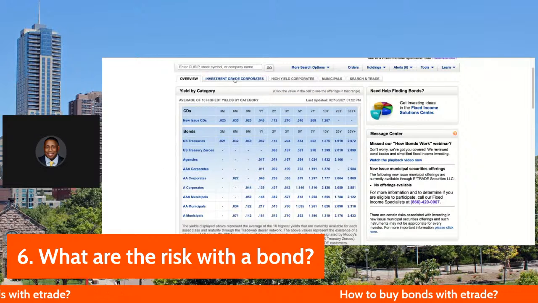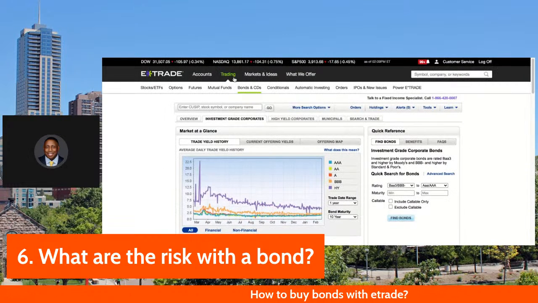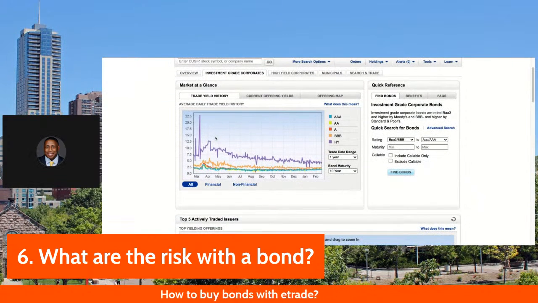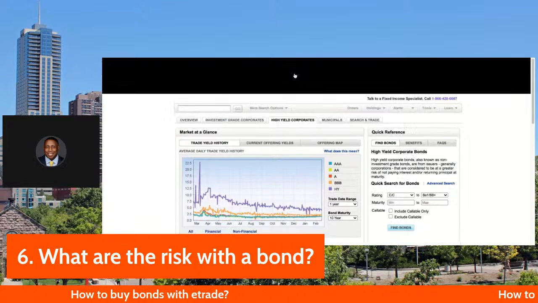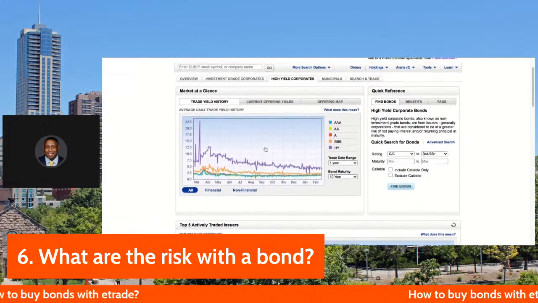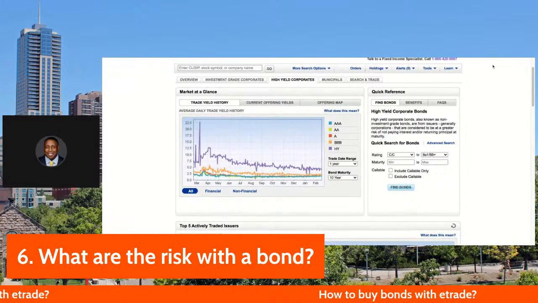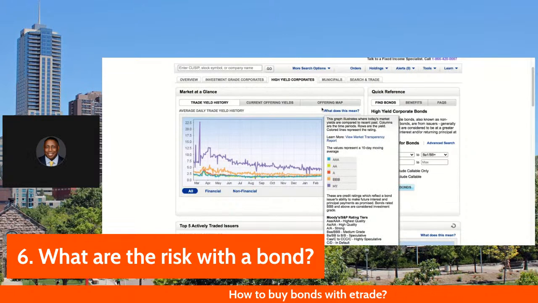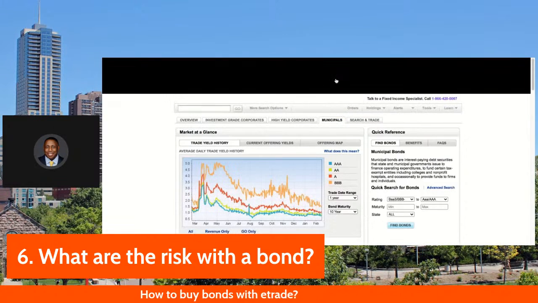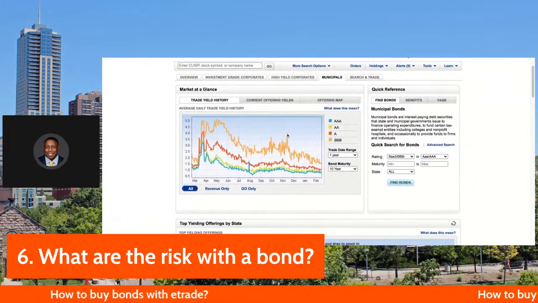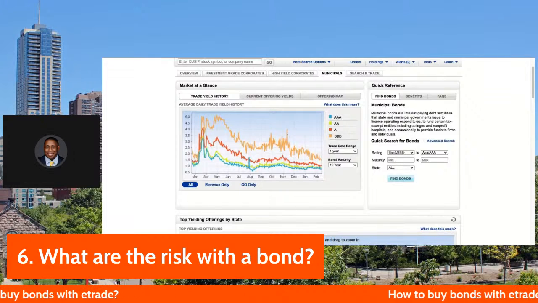So investment grade are the companies with the highest credit scores, right? High yield corporations, these are companies that have a lower credit score, which sometimes people like to refer to as junk bonds. Municipal bonds, these are the highest of the highest grade because this is the government.